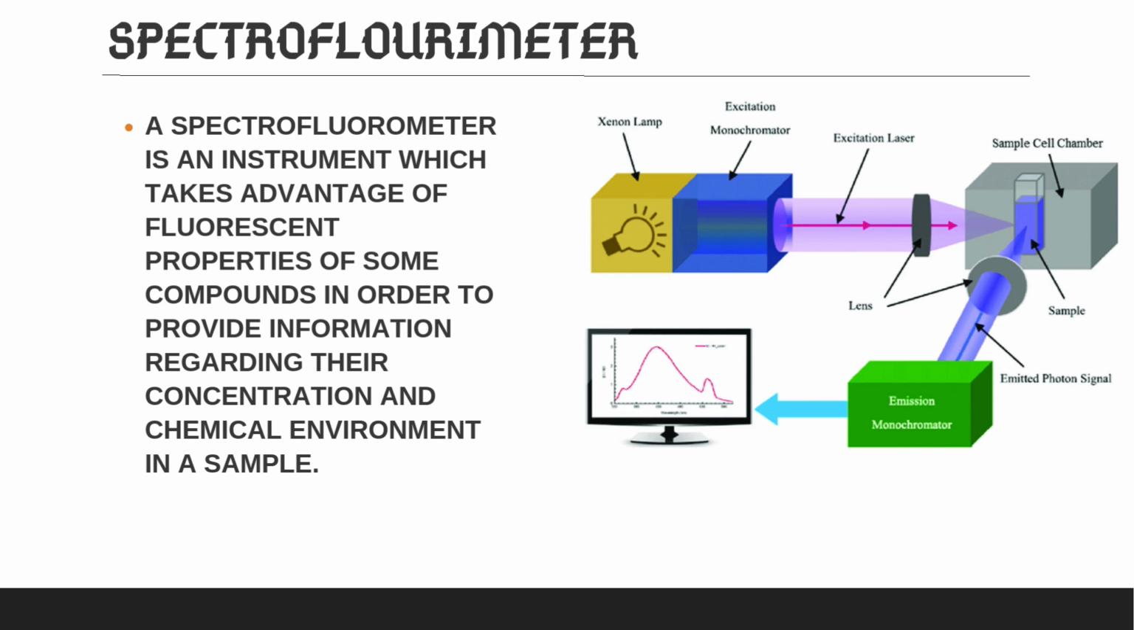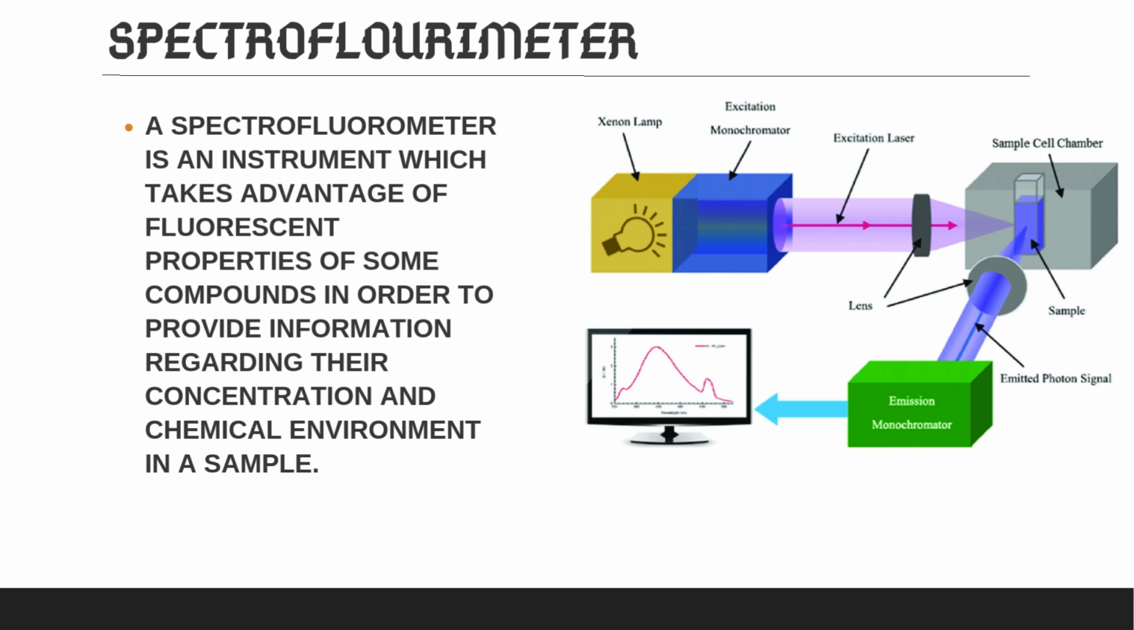Then the sample chamber holds the sample in a cuvette, allowing the excitation light to pass through it and interact with the sample. Then fluorescence collection system, emission monochromator, detector, and data processing system. Software analyzes the fluorescence intensity and provides quantitative and qualitative data, including emission spectra.